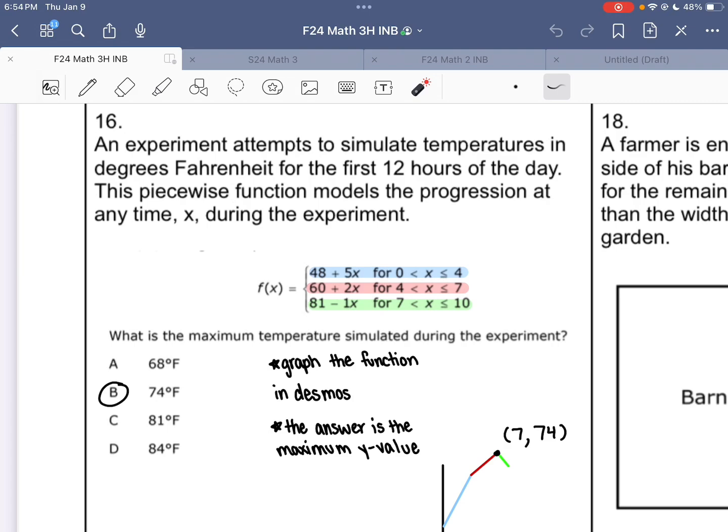So number 16 says that an experiment attempts to simulate temperatures in degrees Fahrenheit for the first 12 hours of the day. So they give us a piecewise function to model the progression at any time during the experiment. What's the maximum temperature simulated during the experiment? Now these kinds of questions are slam dunk. They are very, very easy. All you have to know is how to type in a piecewise function into Desmos.